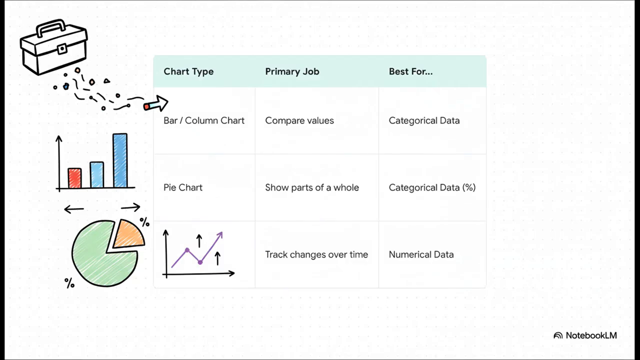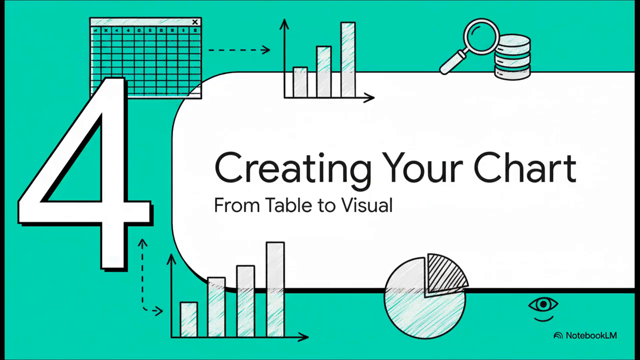Let's use a toolbox analogy. Need to compare things across different groups, like sales figures for each region? The bar chart is your hammer. It's perfect for that. Want to show how different pieces make up a whole, like what percentage of your budget goes to marketing? That's a job for the pie chart. And if you want to see how something changes over time, like website traffic over a year, well, the line chart is your go-to.